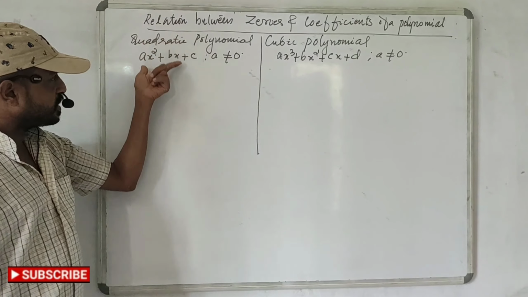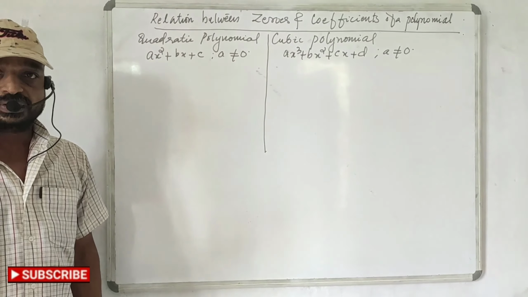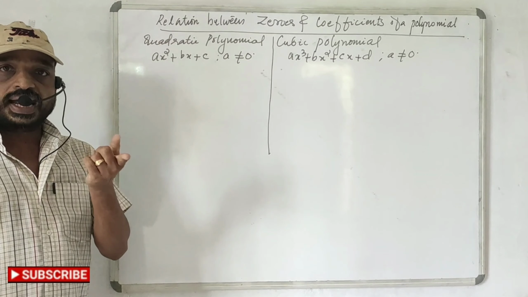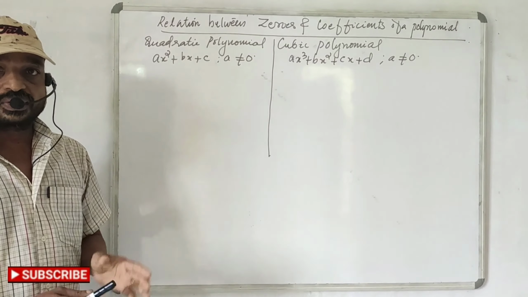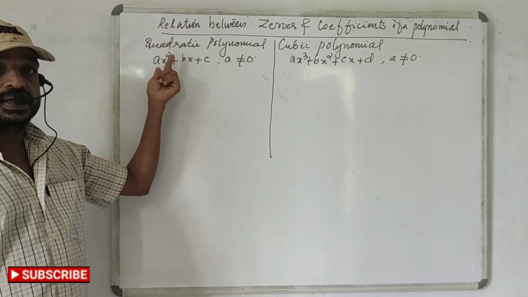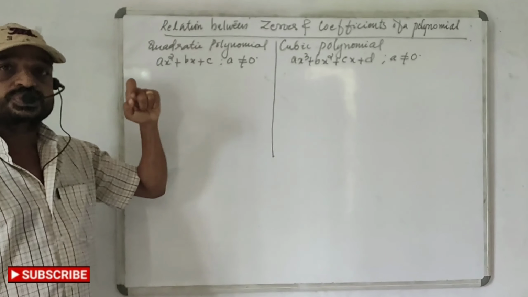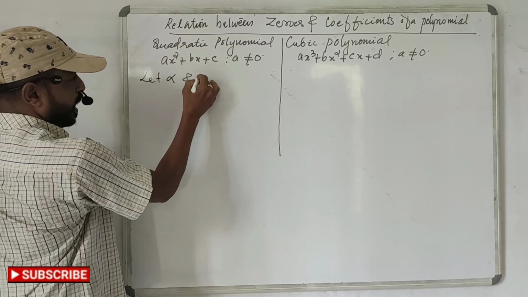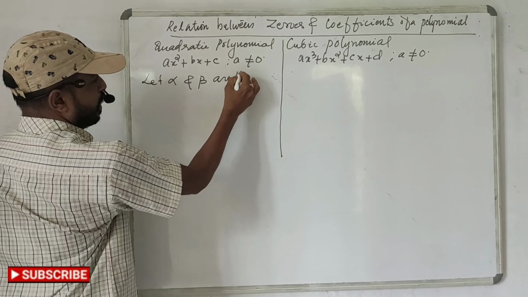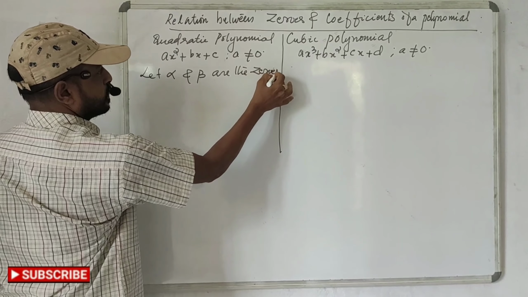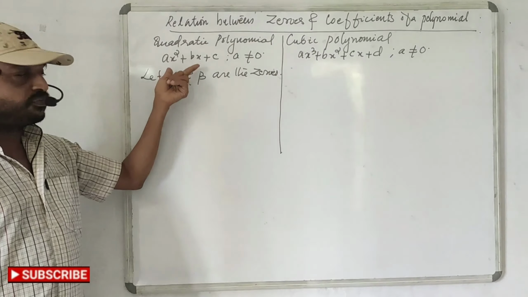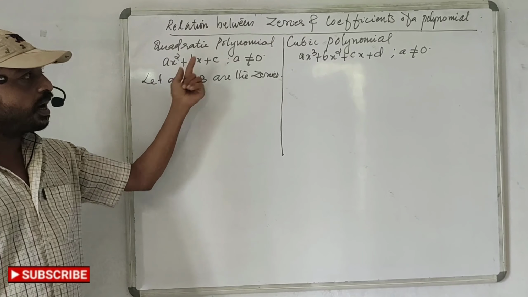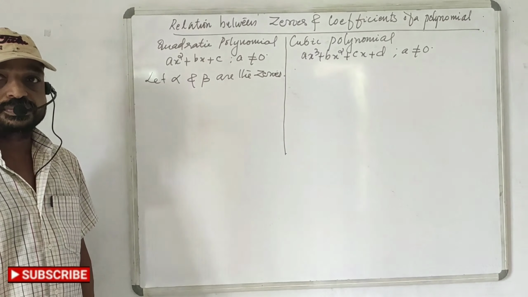Now let us consider the quadratic polynomial. In our previous video we have seen that a quadratic polynomial has two zeros. Correct? A quadratic polynomial is a second degree polynomial. A second degree polynomial will have two zeros. So let us assume that alpha and beta are the zeros of this quadratic polynomial.